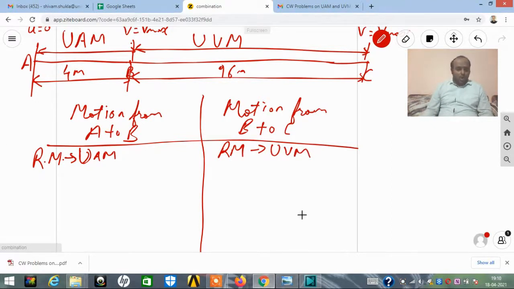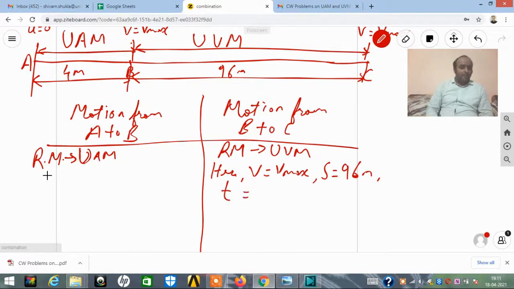Now to be very specific, apart from UAM and UVM, which are we supposed to take first? We should always take UVM first because it consists of only one equation, that is V equals S by T. Let me write down the given parameters for this. Here V is equal to Vmax, S is equal to 96 meters, and T will be a question mark for me.